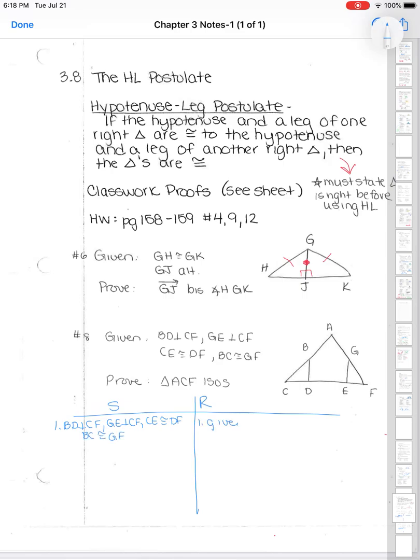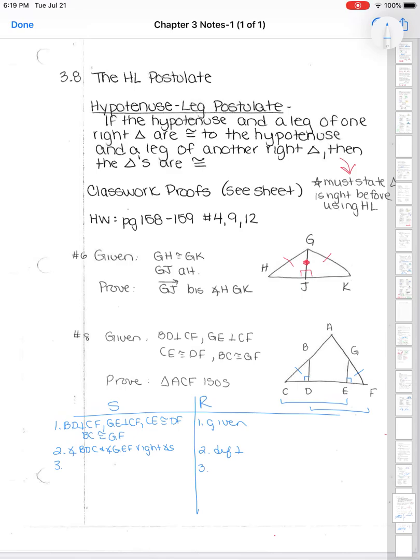All right, number 8. So right underneath it, we have statements and we have reasons. So first thing I'm going to copy is what we have. Given. So I know this is congruent to this. I know this is congruent to this. And I'm trying to prove that ACF is isosceles. So I have to prove I've got two sides congruent. All right, so I have perpendicular in there.